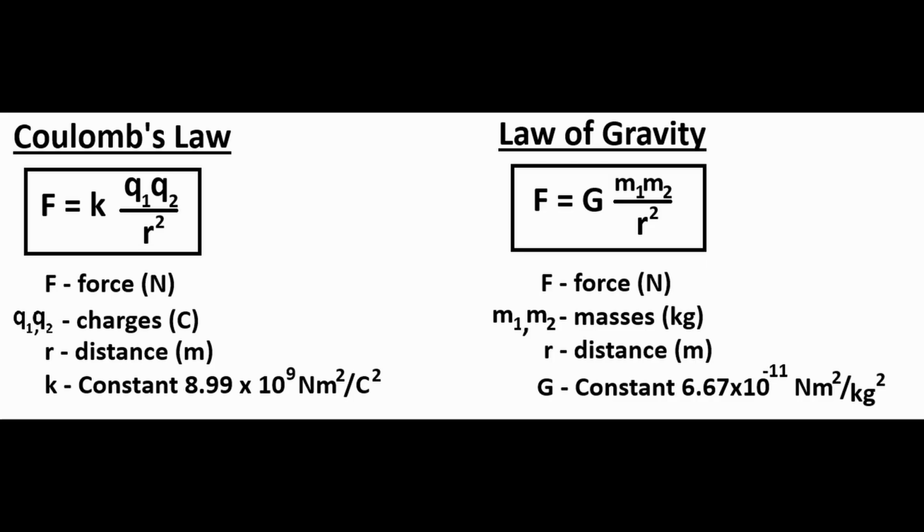Some of you may have noticed that Coulomb's law for electric force looks very similar to the equation describing the force of gravity. F is equal to G times m1 times m2 divided by r squared, where F is the force of gravity, m1 and m2 are two masses, and r is the separating distance in space between the two masses. And here G is the gravitational constant, 6.67 times 10 to the power of minus 11 newtons meters squared per kilogram squared. Both forces reduce by the square of the distance between the particles as distance increases.